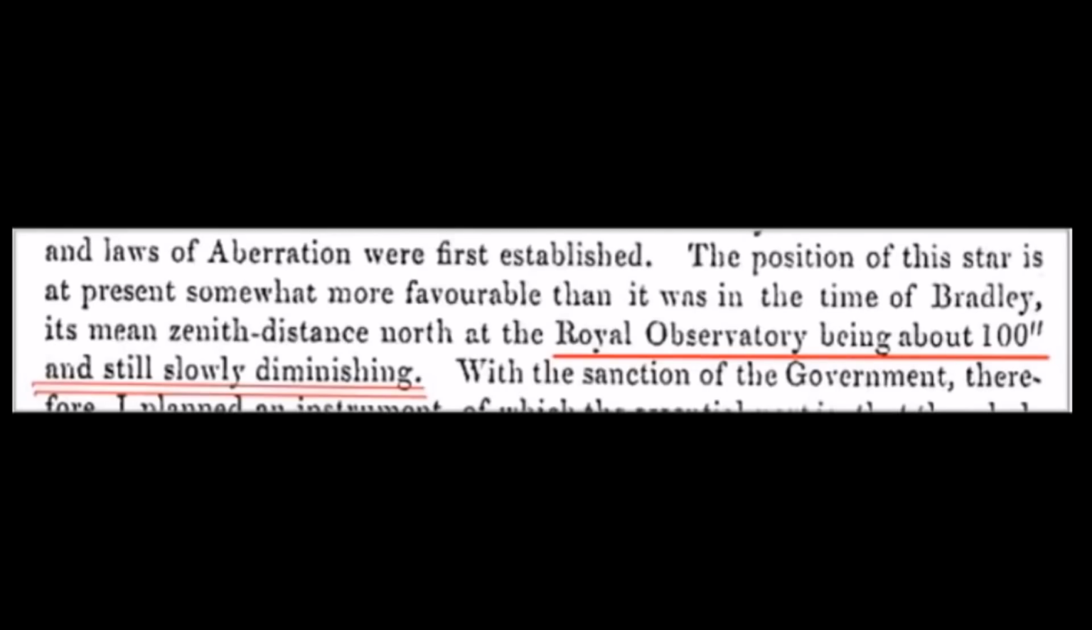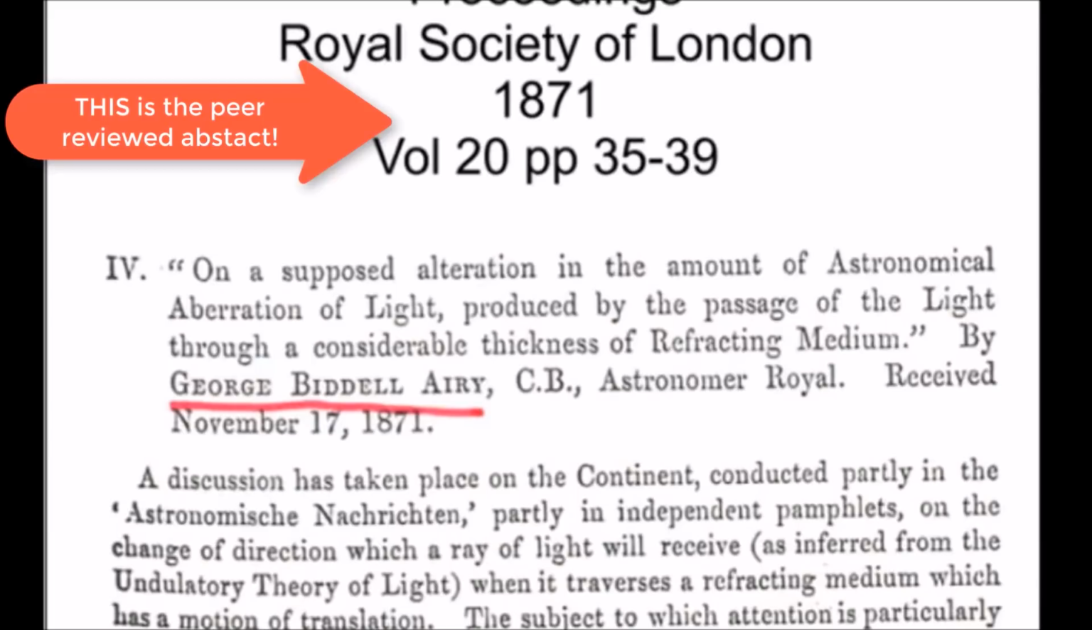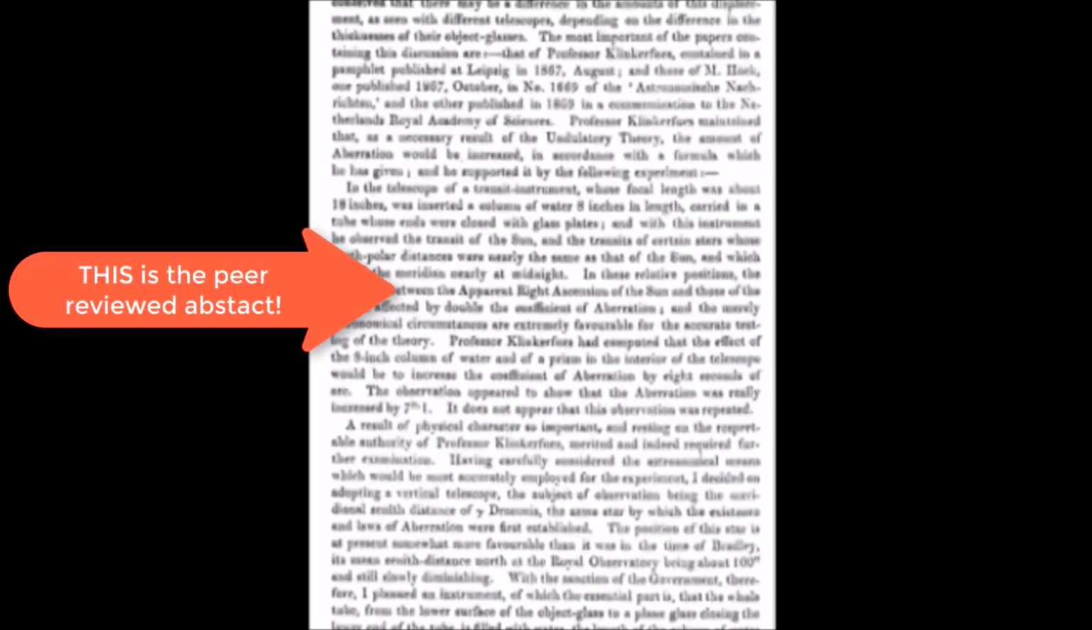The result of Airy's experiment, known as Airy's failure, was that the telescope does not have to be tipped further. This proved that it was the incoming light that was moving past a stationary telescope fixed to the stationary Earth.